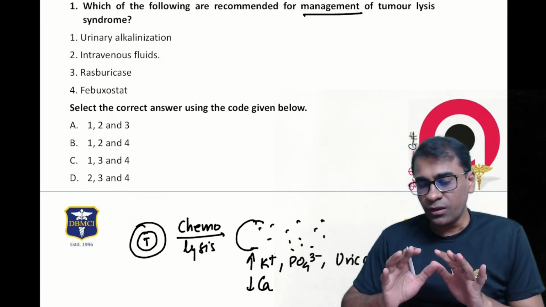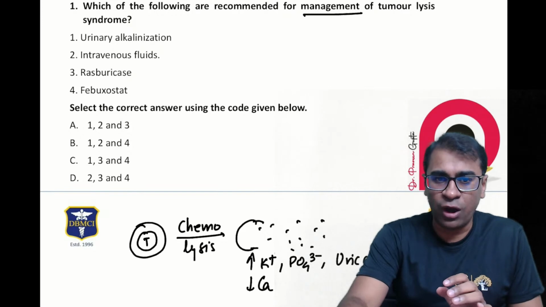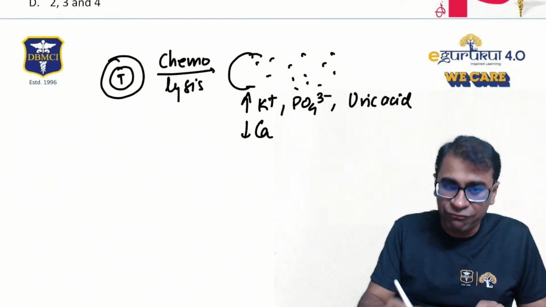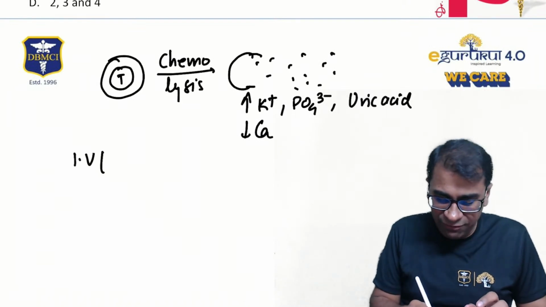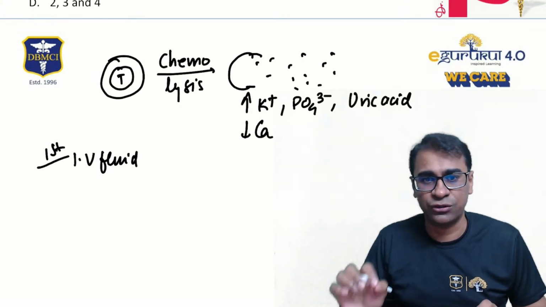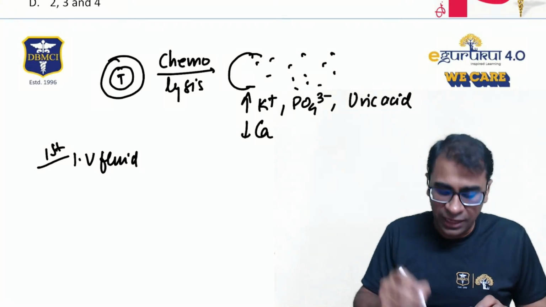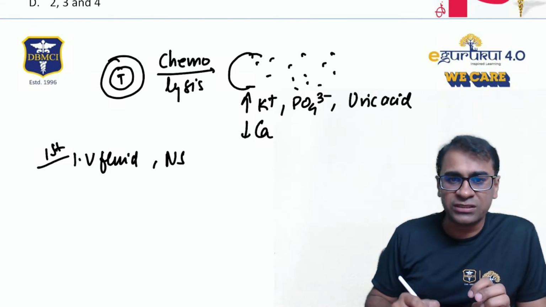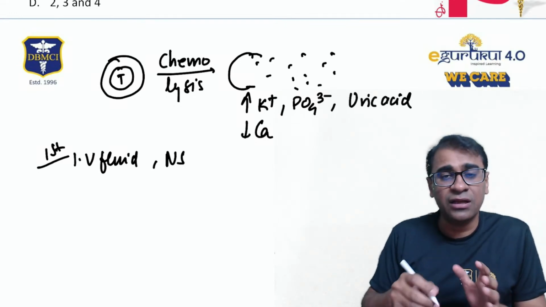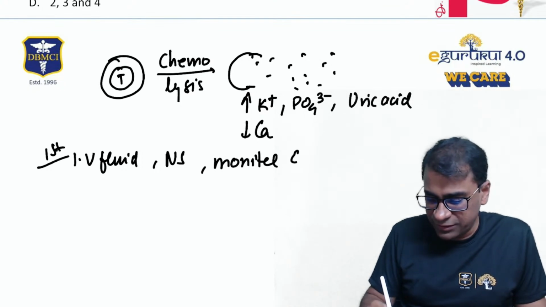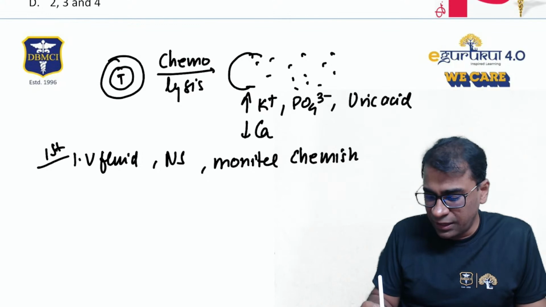Look, for managing a case of tumor lysis syndrome, first of all you should know what findings are going to occur. The first thing you should give is an IV fluid. That's the first treatment of choice for any tumor lysis syndrome, and along with that you can give normal saline also. Along with this, what you must also do is monitor the serum chemistry.